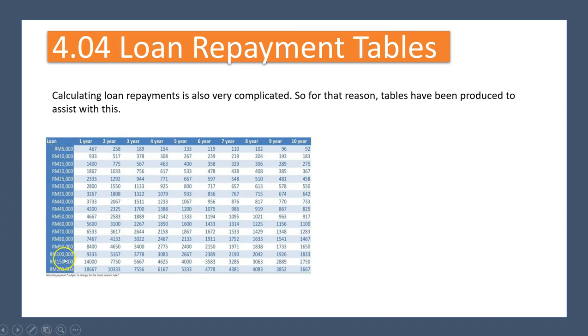This first column is telling us about a loan, the amount of the loan. So a $5,000 loan through to a $200,000 loan. Along the row here, we can see paying off the loan over a period of 1 year through to 10 years. And these values in here tell us the amount to be paid in order to have the loan paid for in 1 year, 2 years, etc.